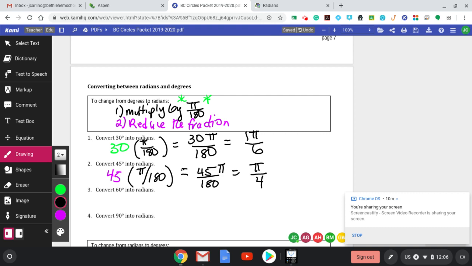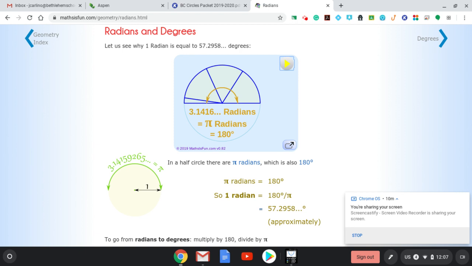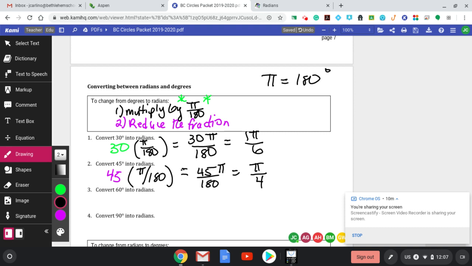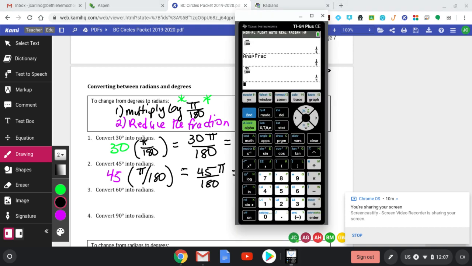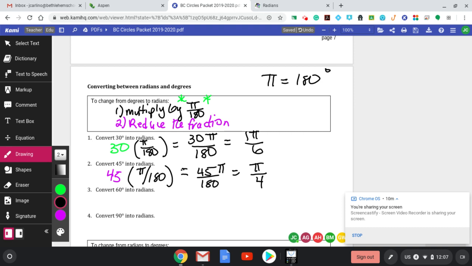And again, I'm trying to connect this as much as possible here, guys. If you remember before, remember what pi was equal to in degrees. Pi was equal to 180 degrees. We showed that in the example right here. Well, if you think about it, if you take 180 and divide it by 4, you get 45. So 45 degrees I get by dividing 180 by 4, so I'm going to divide the pi by 4. So it makes sense here.